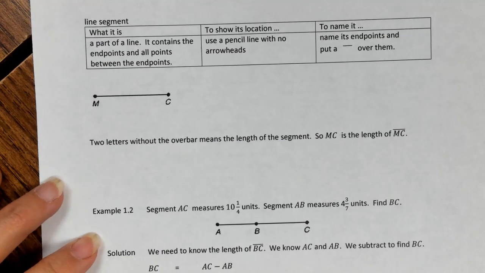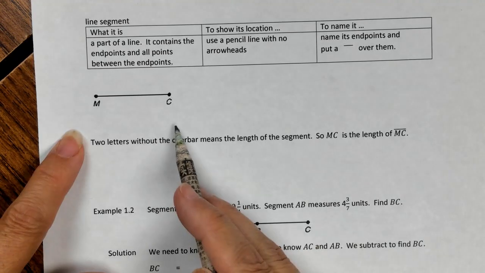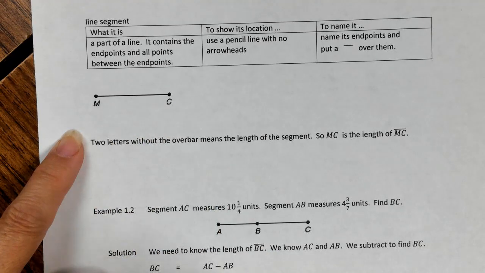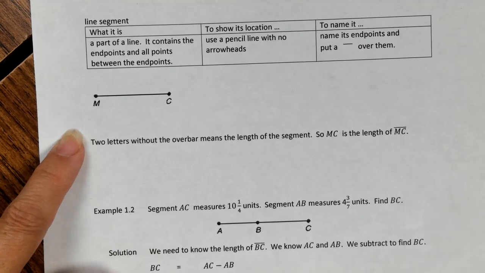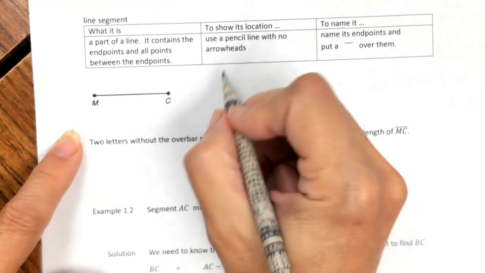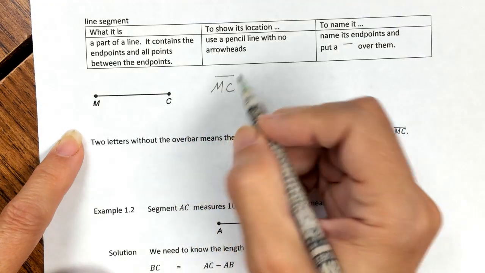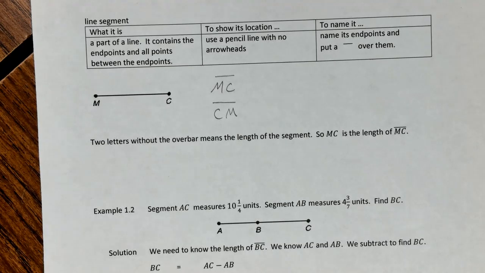Alright, line segment. It is part of the line. It contains the endpoints and all the points in between. So here's a segment. To show its location, we draw a line with no arrowheads, and we often put dots on the end, but not always. To name it, you name its endpoints and put a bar over them. So this one only has 2 names. We can call it segment MC, or segment CM. And that is how you read it, segment MC.